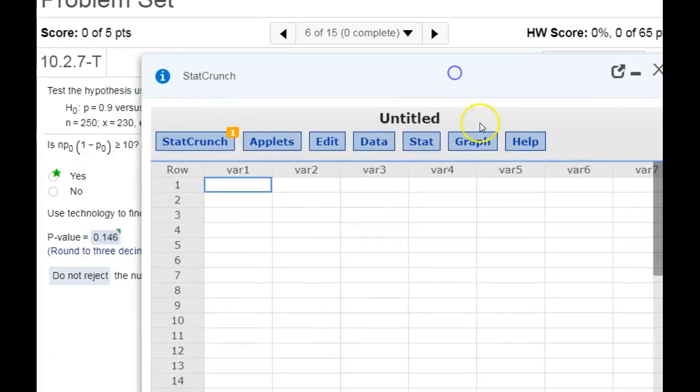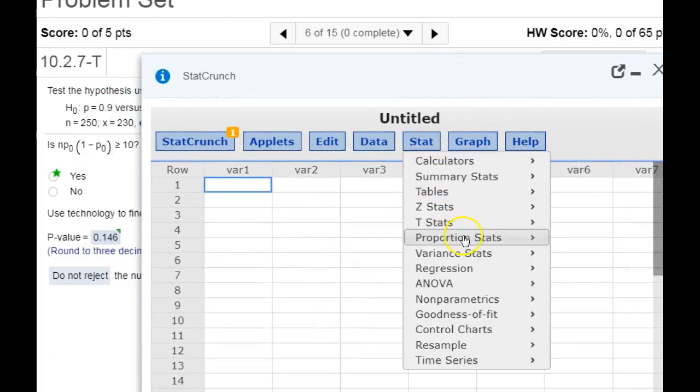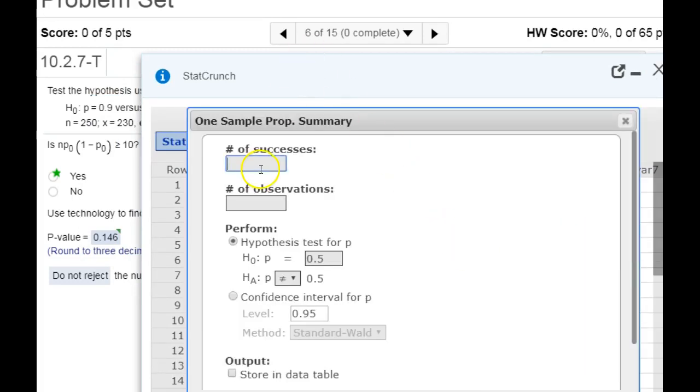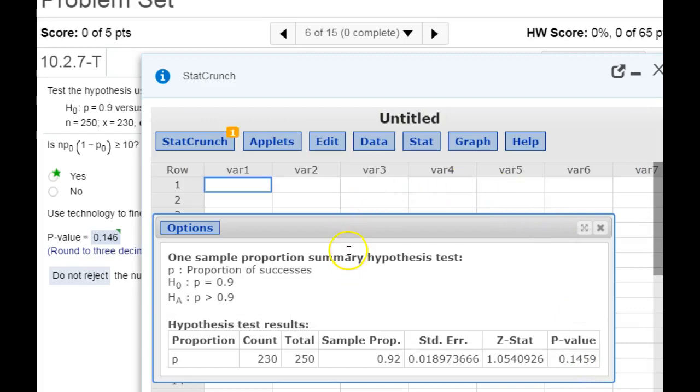So doing that same thing in StatCrunch, go to Stat. We're doing proportions here. We have one sample, and we have the summary data. There were 230 successes out of the 250 in our sample. 0.9 was our null, and we're doing greater than. And when we hit compute, StatCrunch runs all those calculations behind the scenes and gives us that same p-value. Again, this is larger than alpha, so we will not reject the null hypothesis.